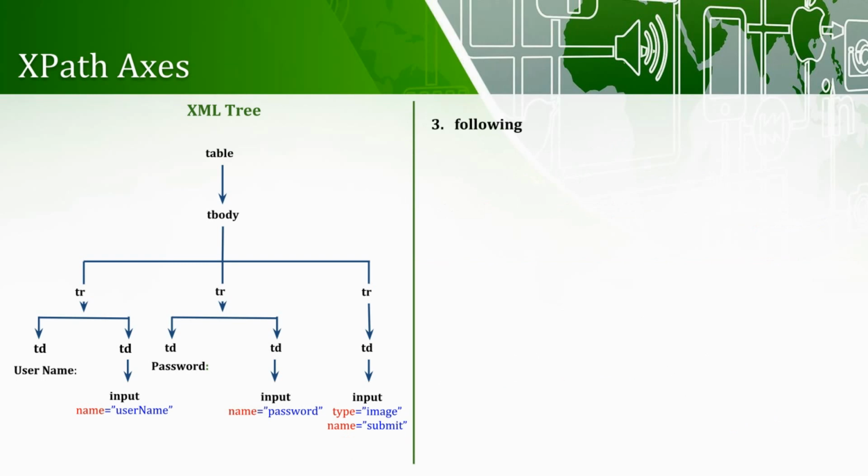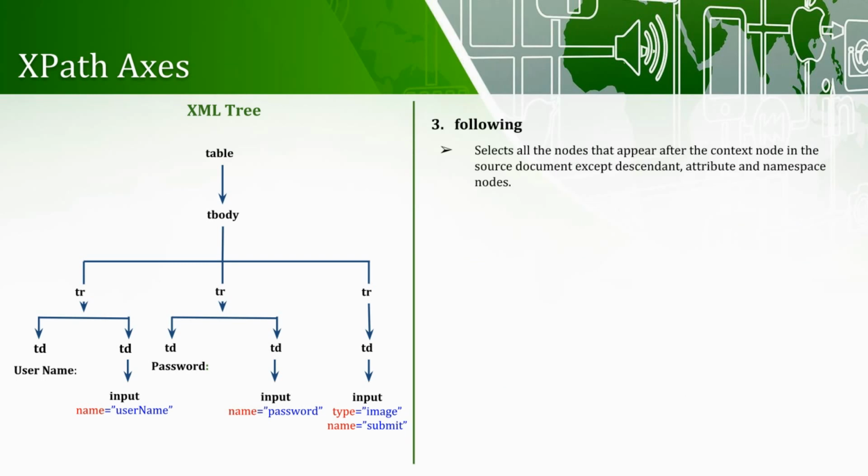Now the third axis is following. In following, it will select all the nodes that appear after the context node in the source document. So if we have a current node, any node that appears after the current node will be selected in the following axis. Now what types of node can we not select? We cannot select the descendant node. We cannot select the attribute or namespace node. So these are the three types of node that will not come under following. The syntax will be similar, just following::tagname.